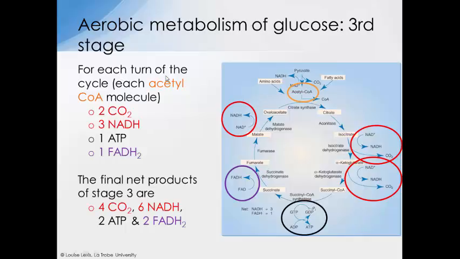So for each turn of the cycle, there are 2 carbon dioxide molecules produced, shown here and here, 3 NADH, shown here, here, and here, 1 ATP, and 1 FADH. Because you have 2 turns of the cycle, the net products, or final products, are 4 carbon dioxide, 6 NADH, 2 ATP, and 2 FADH.